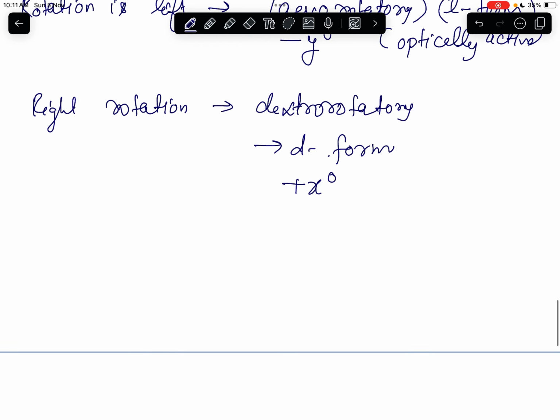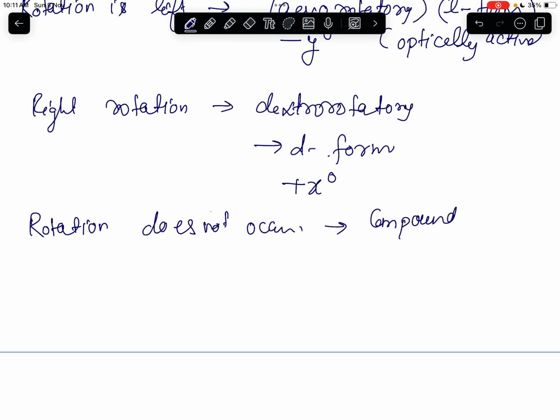But if the rotation does not occur, that means the compound is optically inactive.